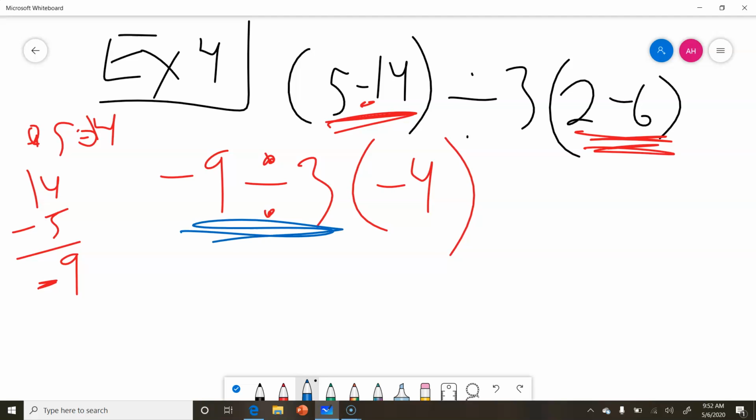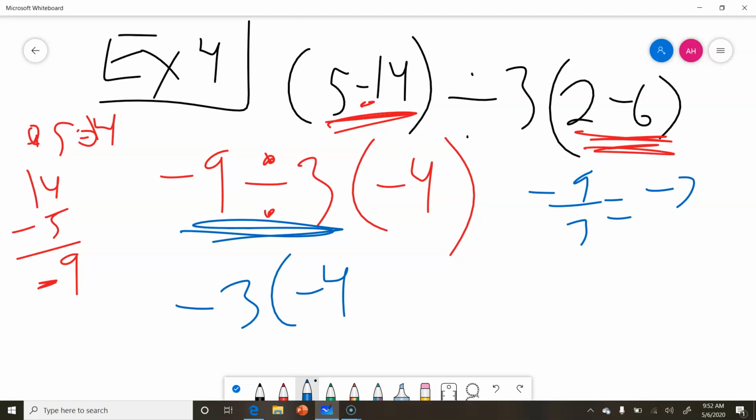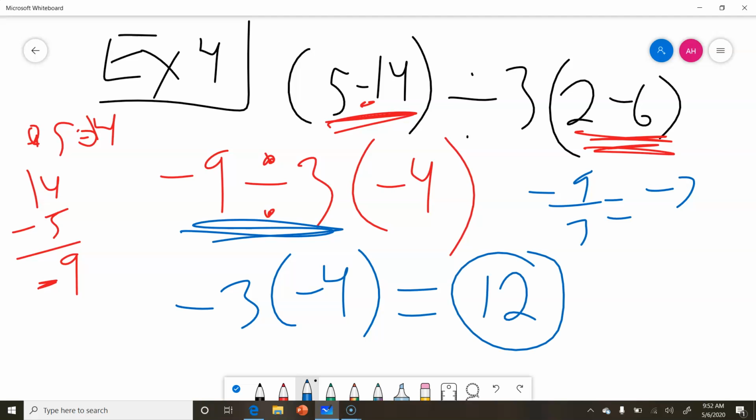So what is negative 9 divided by 3? Well, that is negative 3. So we have negative 3 now times a negative 4. And when we multiply those together, we get positive 12. Negative 3 times negative 4. Now, if you're confused on any of those, the book will also walk alongside you, and I'll be on those.